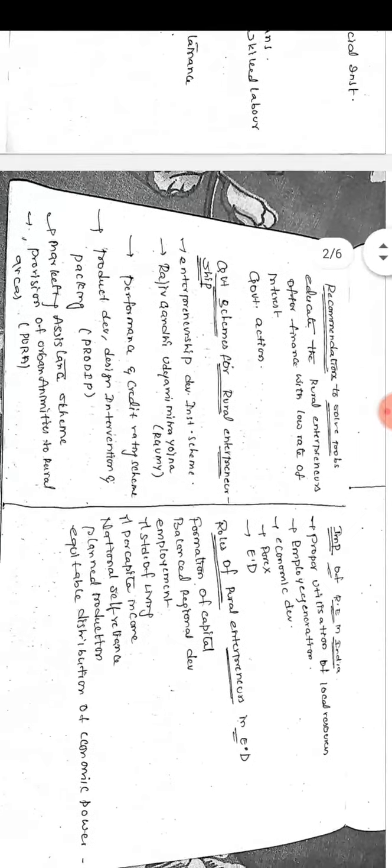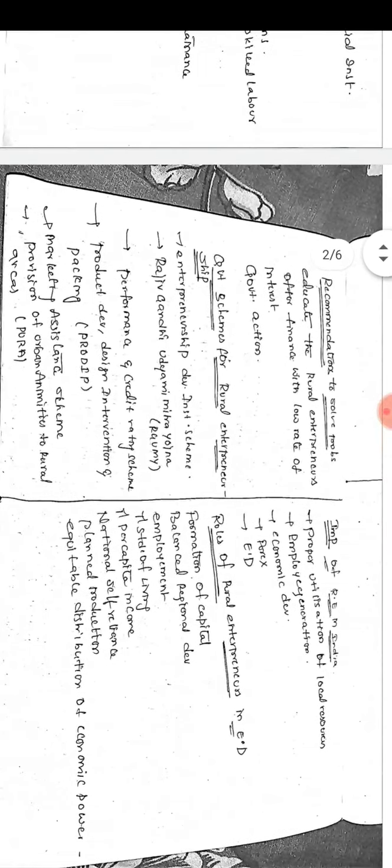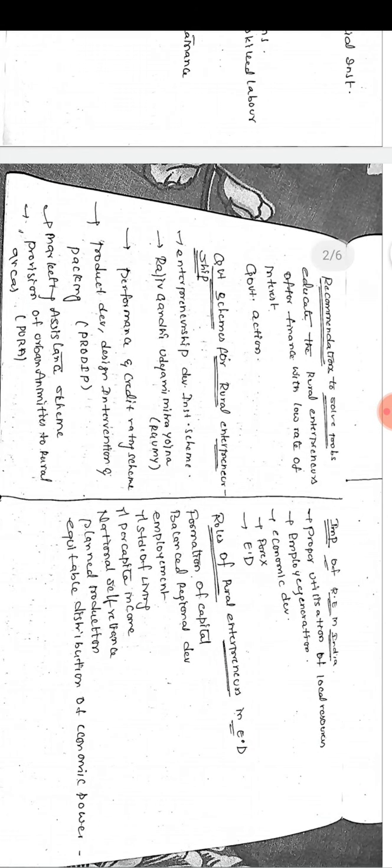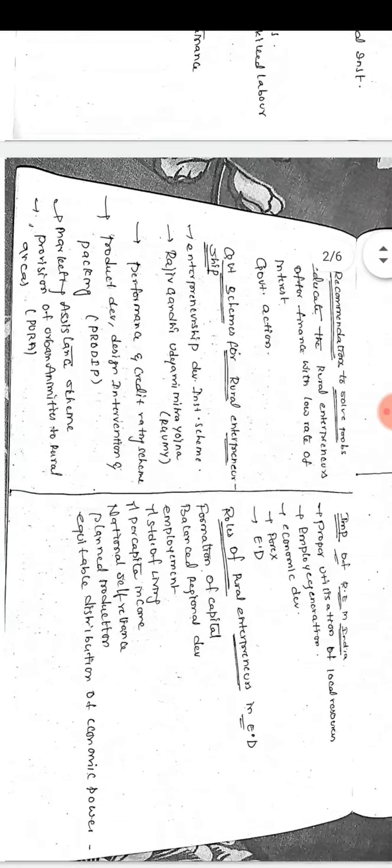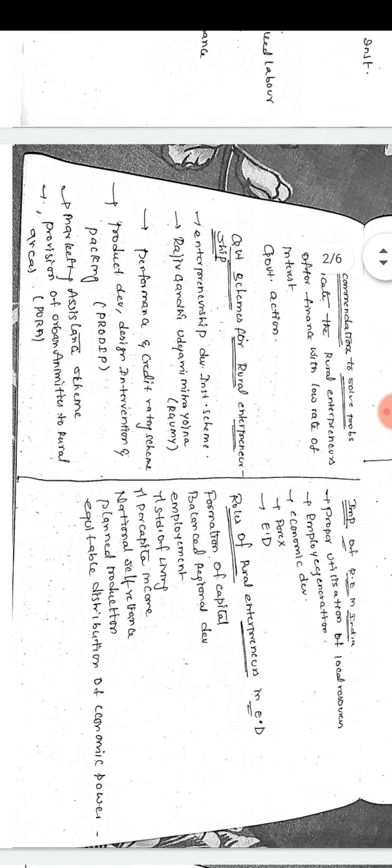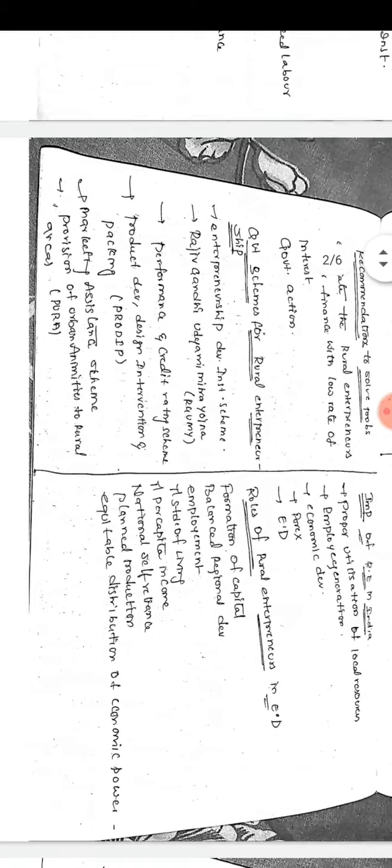And recommendations to solve these problems are to educate the rural enterprises and entrepreneurs. We have to educate them properly, and we have to offer finance to them without any rigidity of the rules and at a low rate of interest. And the government should take appropriate actions to minimize all these problems.